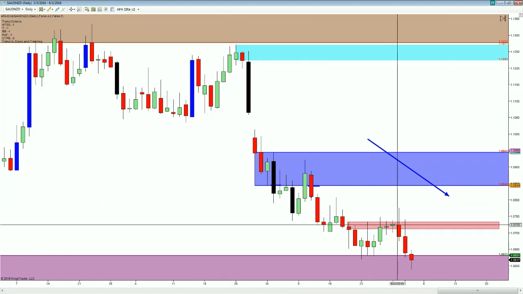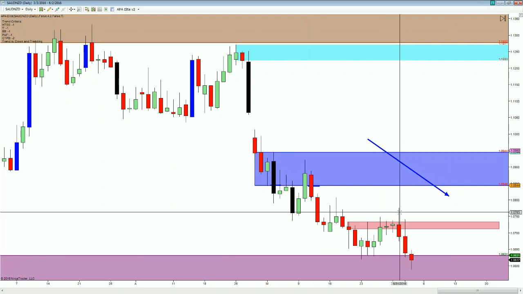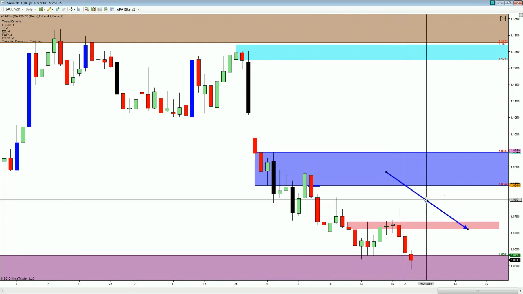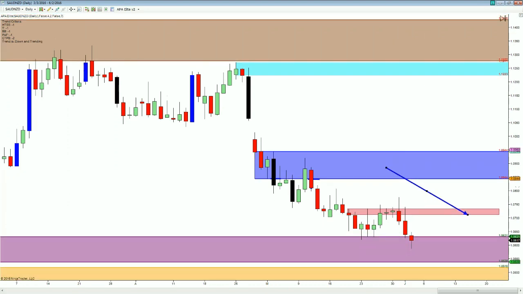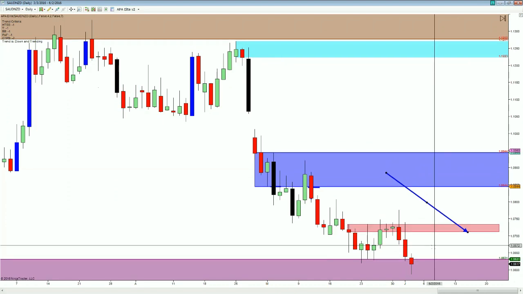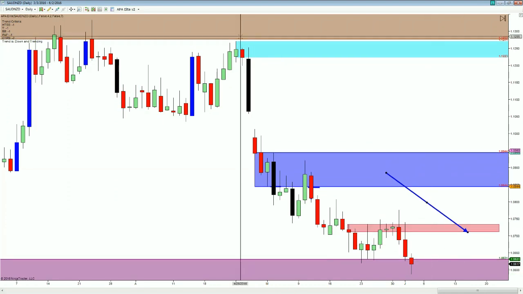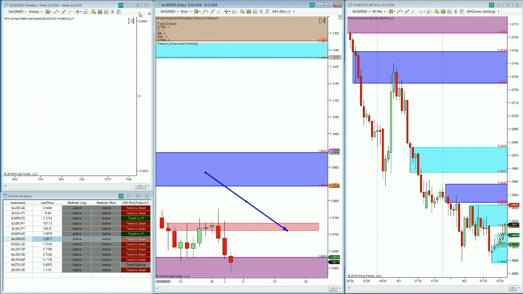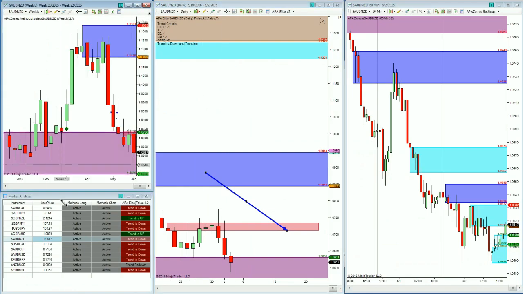The pullback was really not nearly as strong as I would like it to be, but it was what it was. But I'm still going to be looking to the short side here, and maybe if we're lucky we can find a pullback to get short from, but right now I don't really see anything as far as bigger levels that I really want to play on this one.